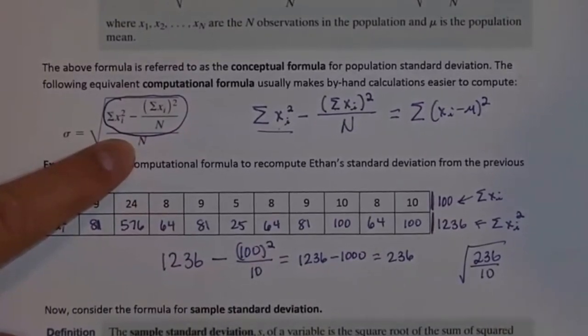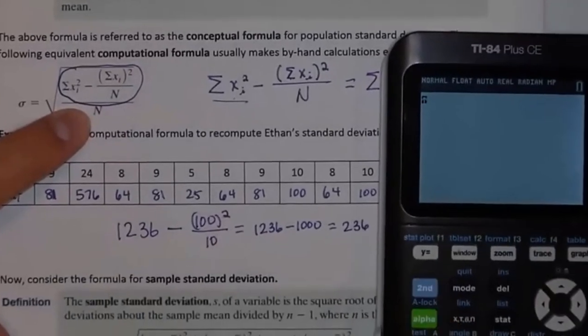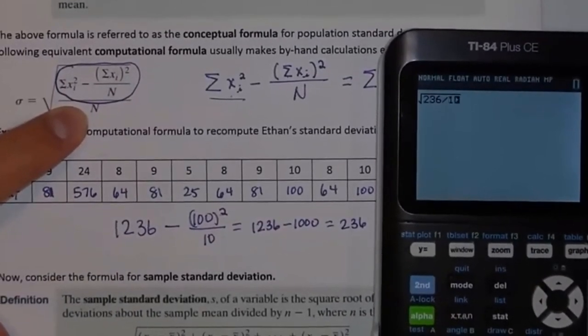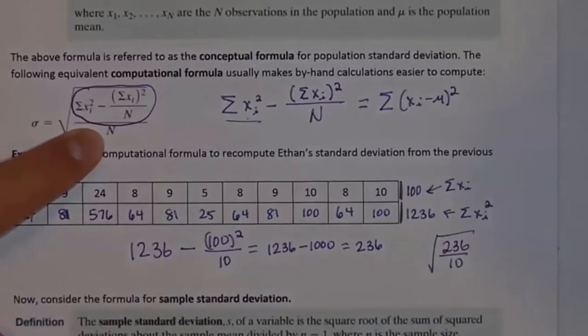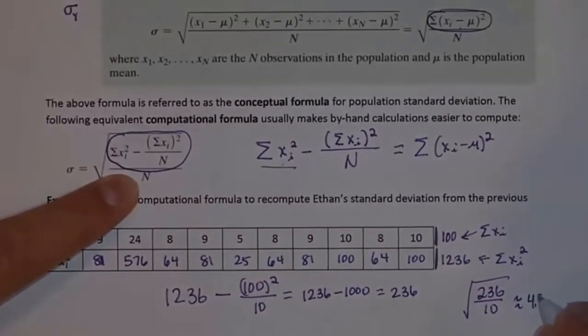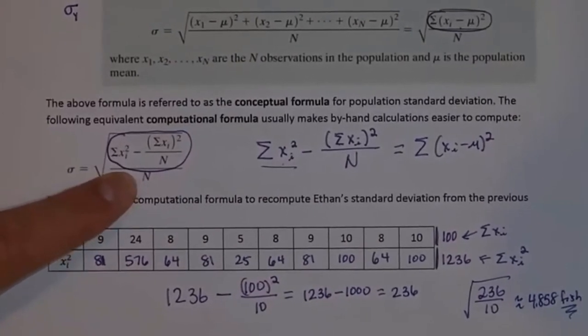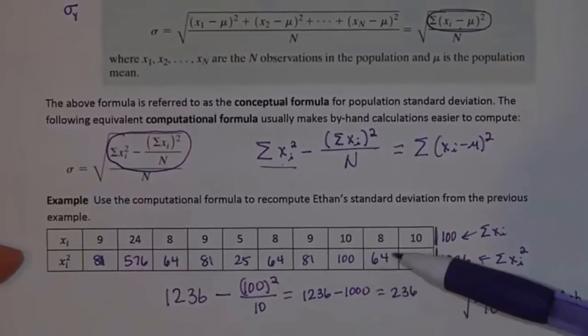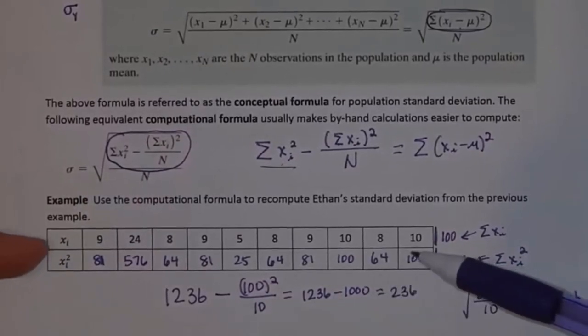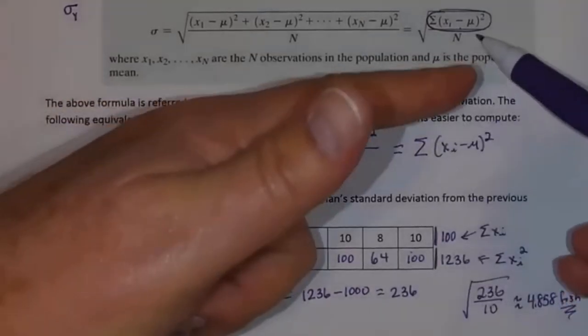So again, if I do that, the square root of 236 divided by 10 is 4.858 if I round to 3 places. So it's the same answer. The units will be fish. It's the same answer, but if I had to do it by hand, this again is typically going to be an easier formula to use than the conceptual formula up here.